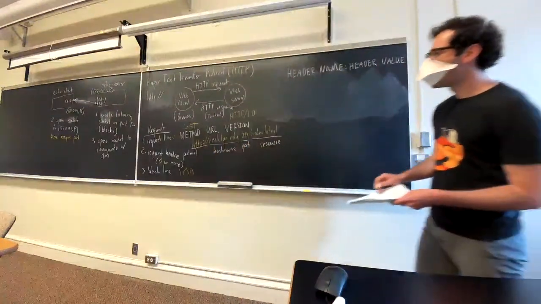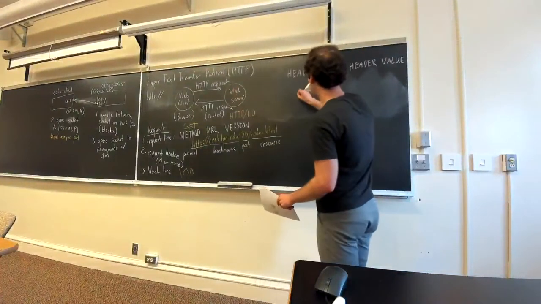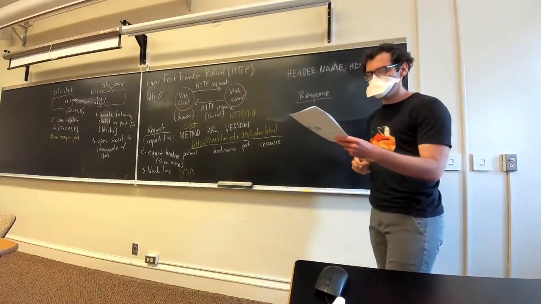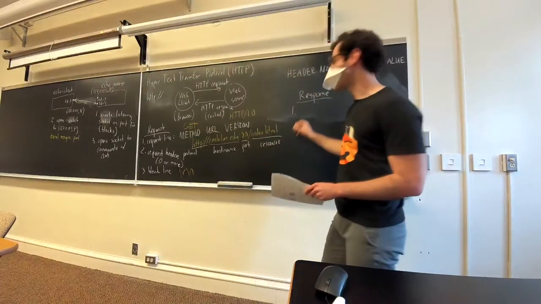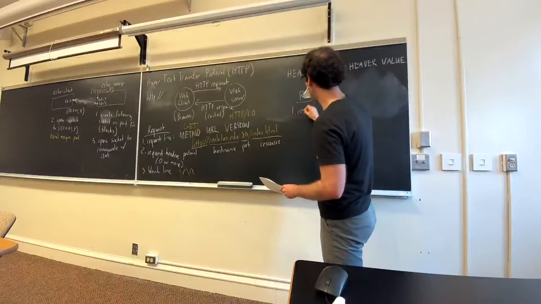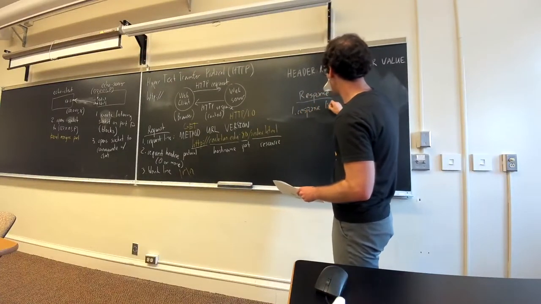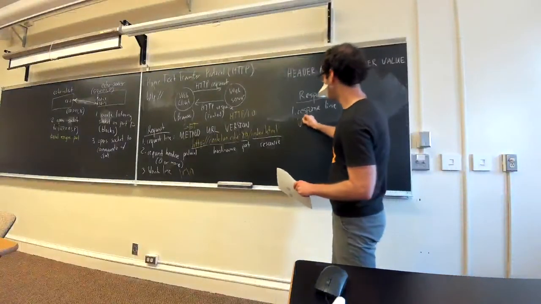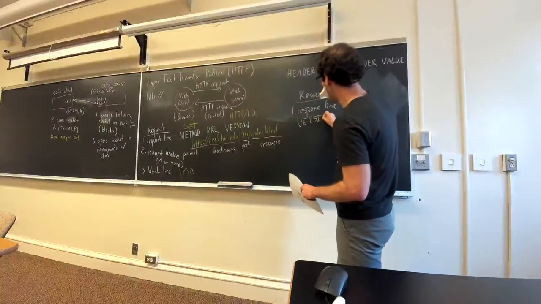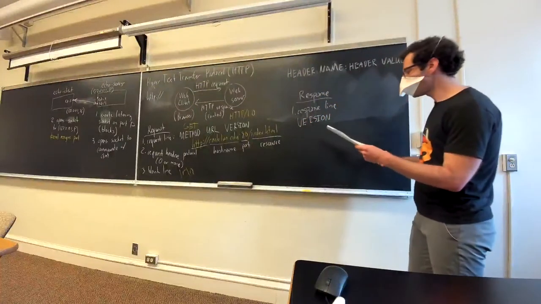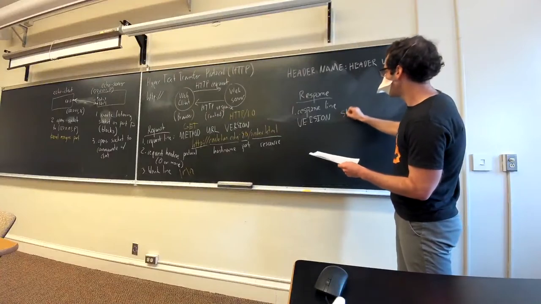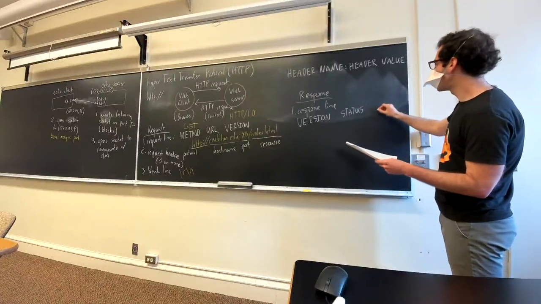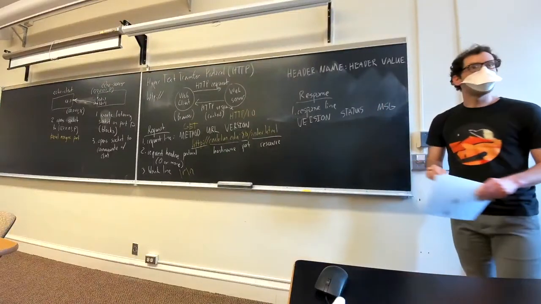Okay. All right, so that's the request side. For the response, we have a very similar structure. We have a response line, which consists of the version, the status, and the message.